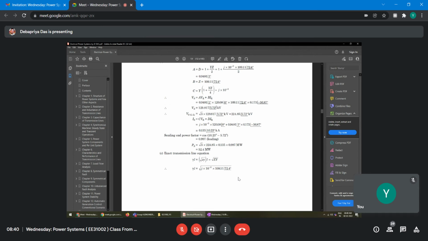Now if you do so, you will find that the current is actually lagging from this voltage, because it is 10.23 degree and the voltage is 5.72. So what is the angle between the voltage and current? It will be 10.23 minus 5.72, so about 4.5 degree. That means it is like this.